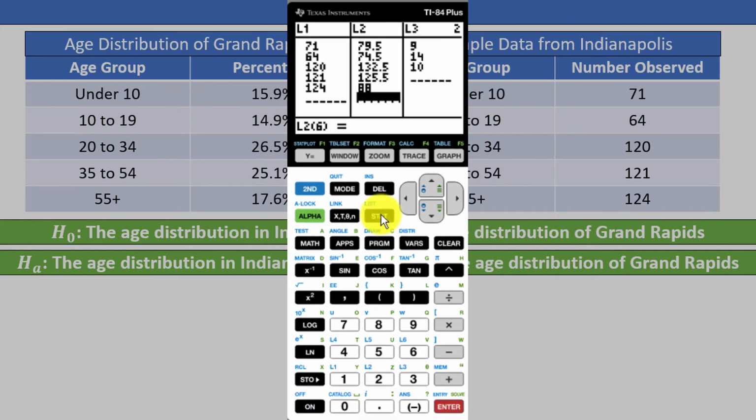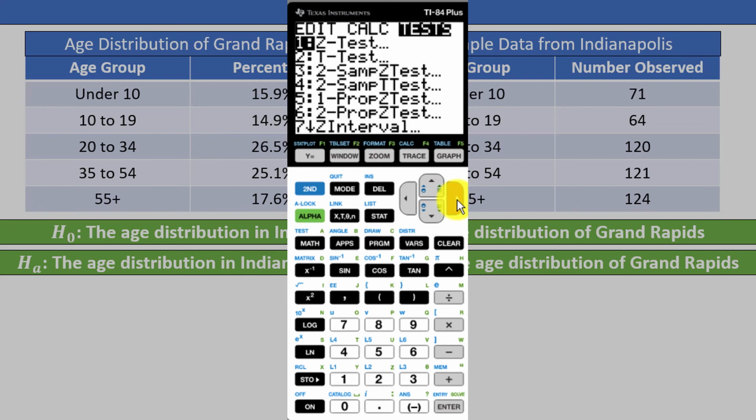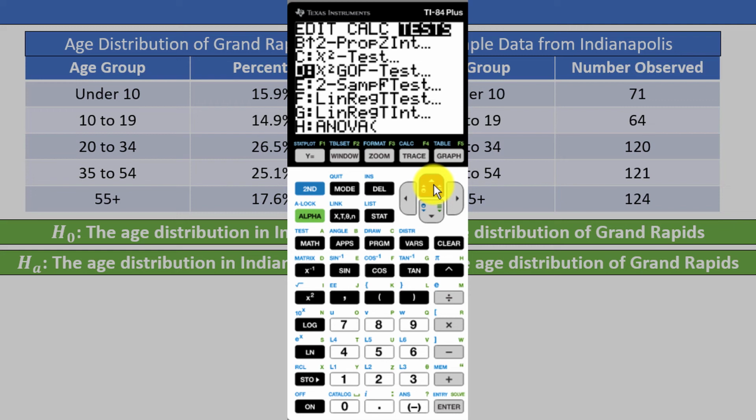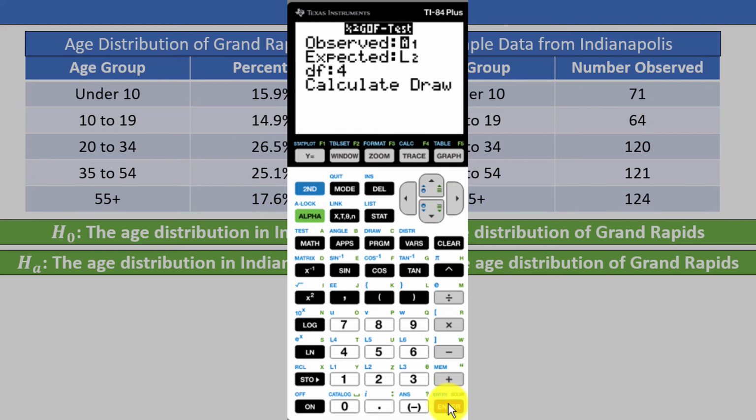Okay, now press Stat, arrow over twice to the right to get to the tests, scroll up, and you should eventually get to the chi-square GOF test, or goodness of fit test. Press Enter. As long as you enter the data into list 1 and list 2, as instructed earlier, you shouldn't have to change the observed or expected lists here. Enter the degrees of freedom, which are 4, which we calculated earlier as the 5 categories minus 1. Press Enter over Calculate, and you will have the chi-square test statistic of about 18.46 and a p-value of 0.001.